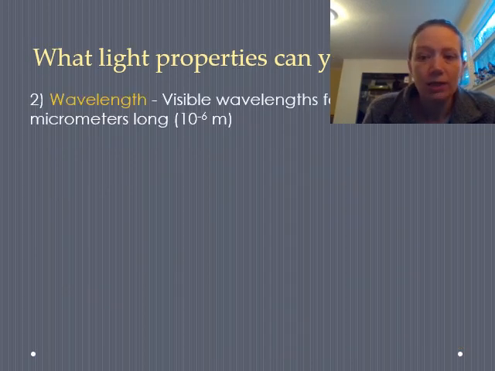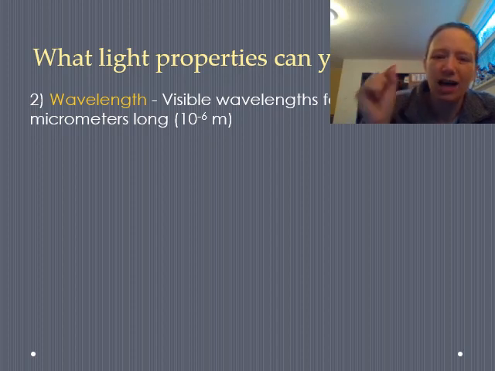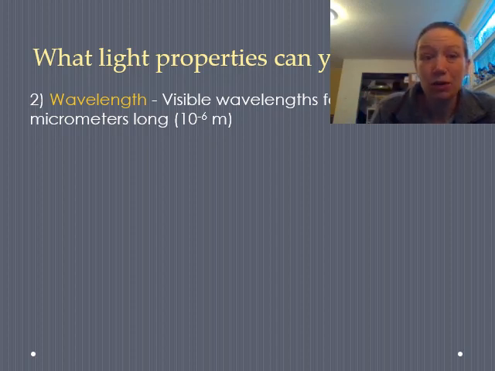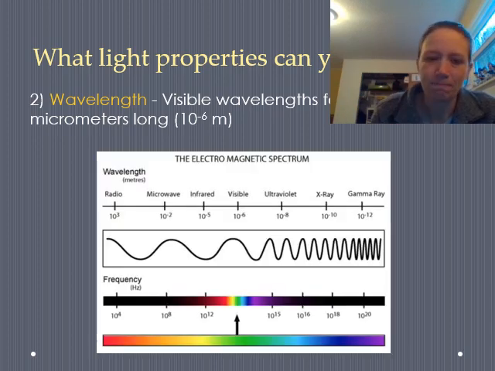So what light properties can we not detect? Well, just like with sound, we can't tell what the wavelength of light is, but just so you know, we're talking about tiny, tiny wavelengths, because even though the frequencies are really, really high, the velocity is really, really high, and therefore the wavelengths are really, really tiny.